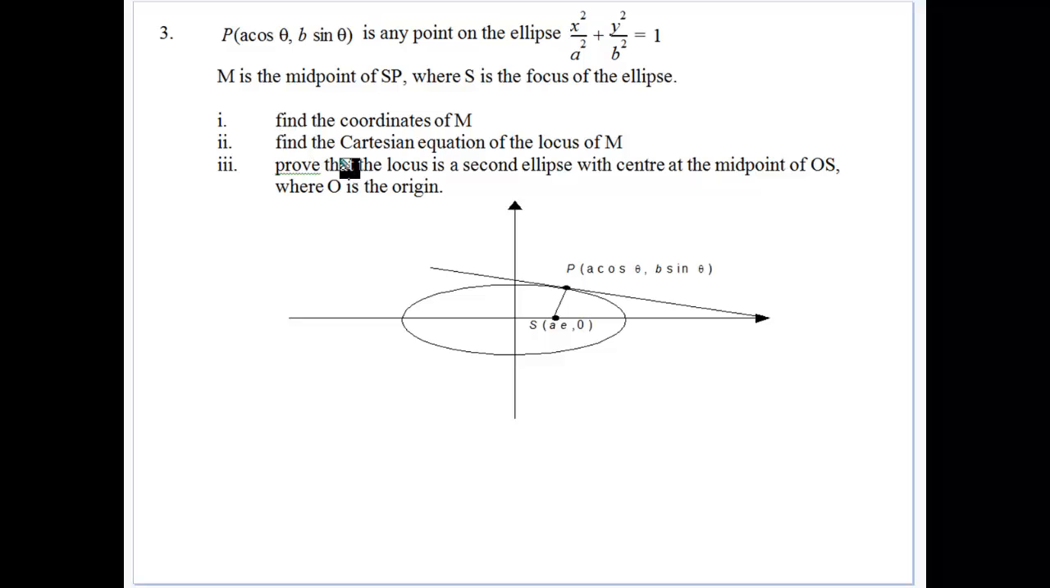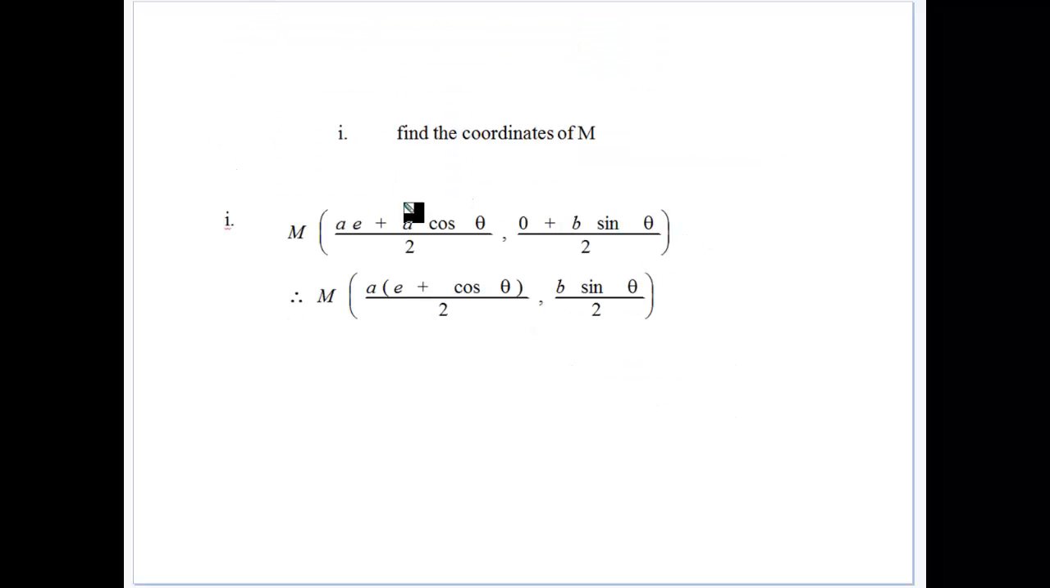So in question 3, we've got the point there in its parametric form, and it's any point on the ellipse. M's the midpoint of SP. So we draw a diagram up. P's there where it's tangent, and we've got our focus there, which is S, and so M's going to be the midpoint there. Now find the coordinates of M. It's not too bad. M would be (AE plus A cos theta) on 2, and (0 plus B sin theta) on 2. So we just average them out, and there are our coordinates of M. We can leave it in that form. That's not a problem.